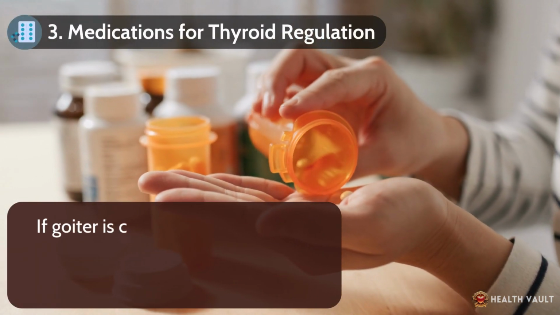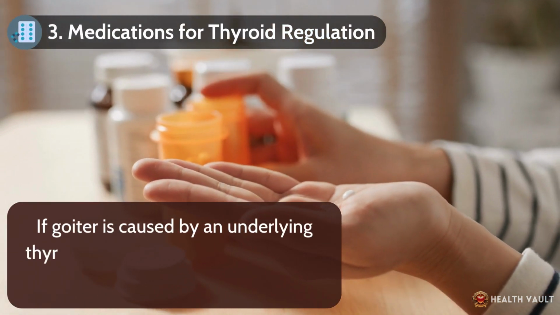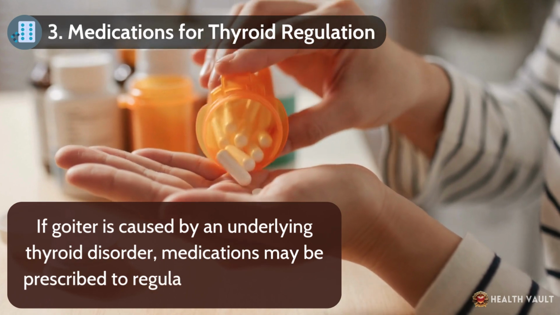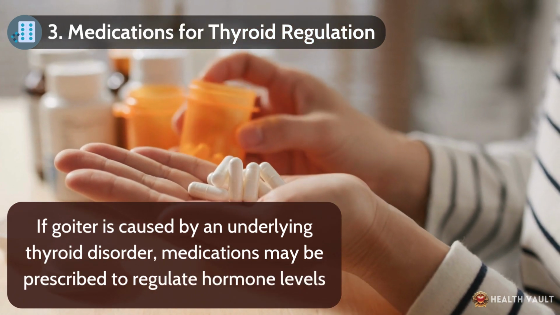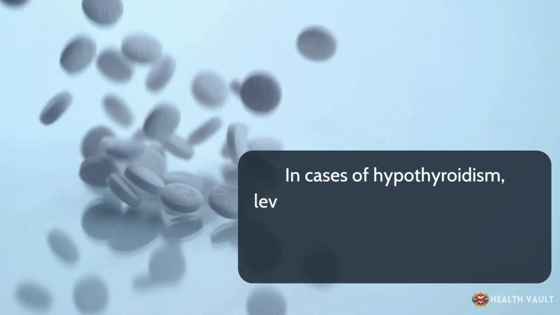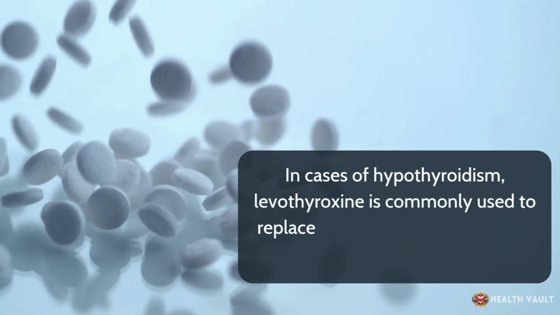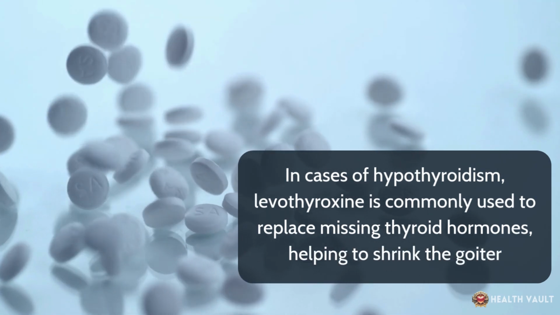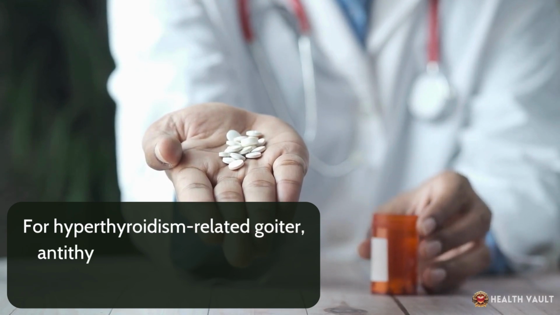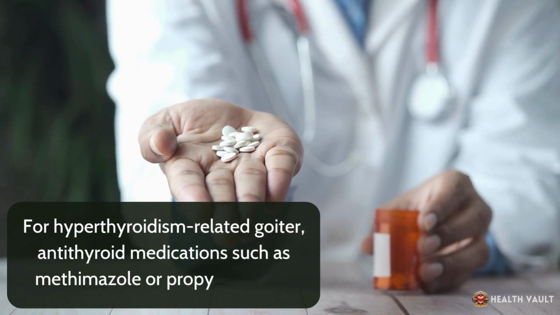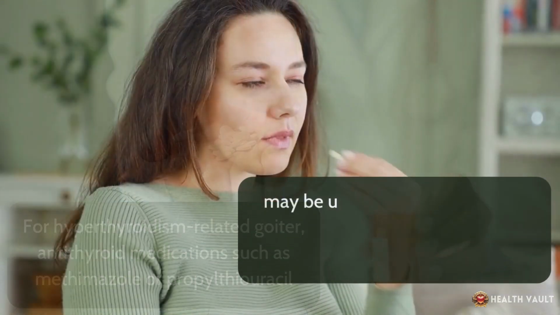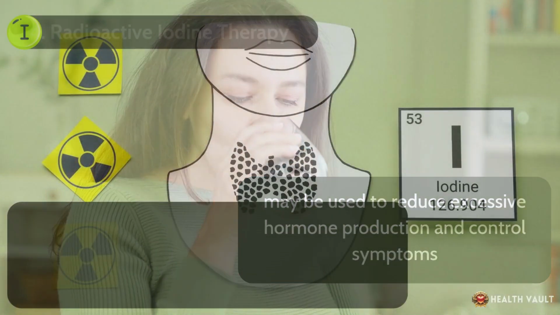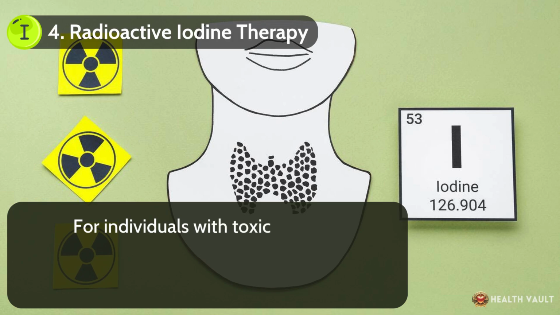Number 3. Medications for thyroid regulation. If goiter is caused by an underlying thyroid disorder, medications may be prescribed to regulate hormone levels. In cases of hypothyroidism, levothyroxine is commonly used to replace missing thyroid hormones, helping to shrink the goiter. For hyperthyroidism-related goiter, antithyroid medications such as methimazole or propylthiouracil may be used to reduce excessive hormone production and control symptoms.